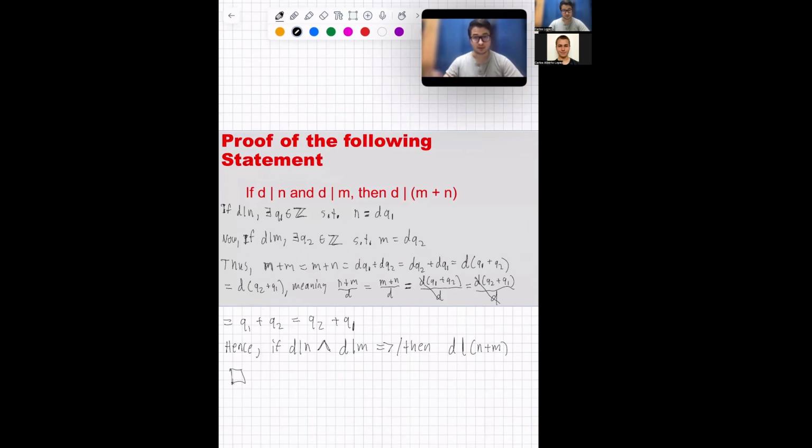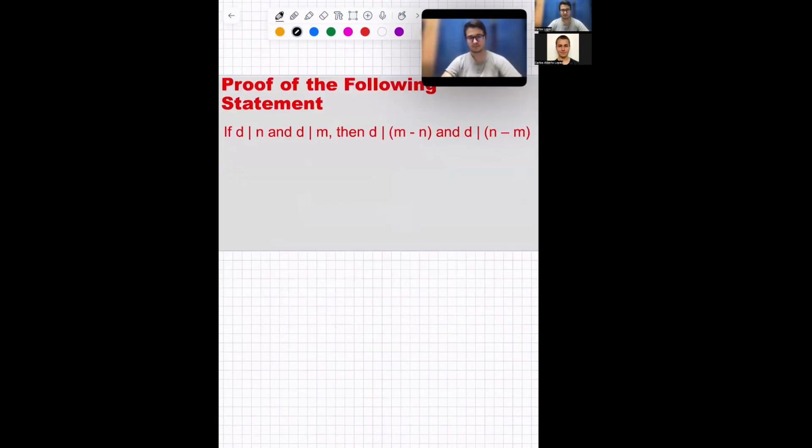Which comes in 3 parts. We're gonna go with the second one, okay? We're gonna go with the proof of the following statement.